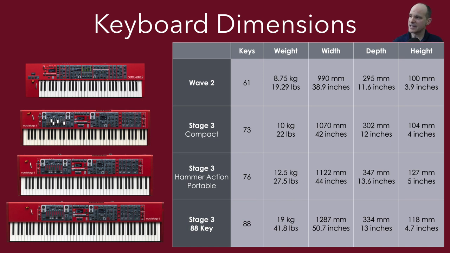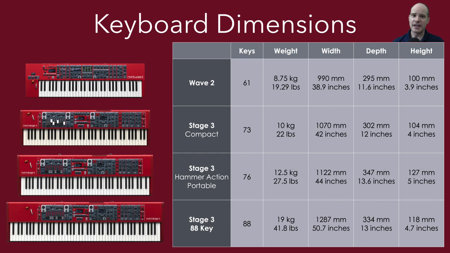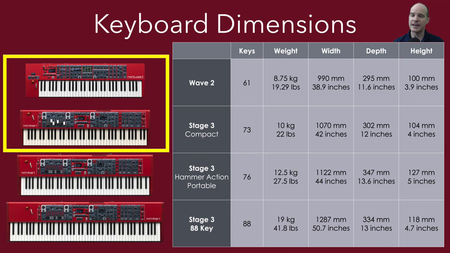But those are your comparisons. And the pictures on the left, I've done my very best to put those to scale. If you look, the keys actually line up. So that should be a good indication of how big these are relative to each other. So just take a look at that and you can get an idea. Generally speaking, I think if people are comparing a Wave 2 with a Nord Stage, they're generally looking at a Nord Stage 3 Compact. Those are the closest in terms of price and the closest in terms of size.